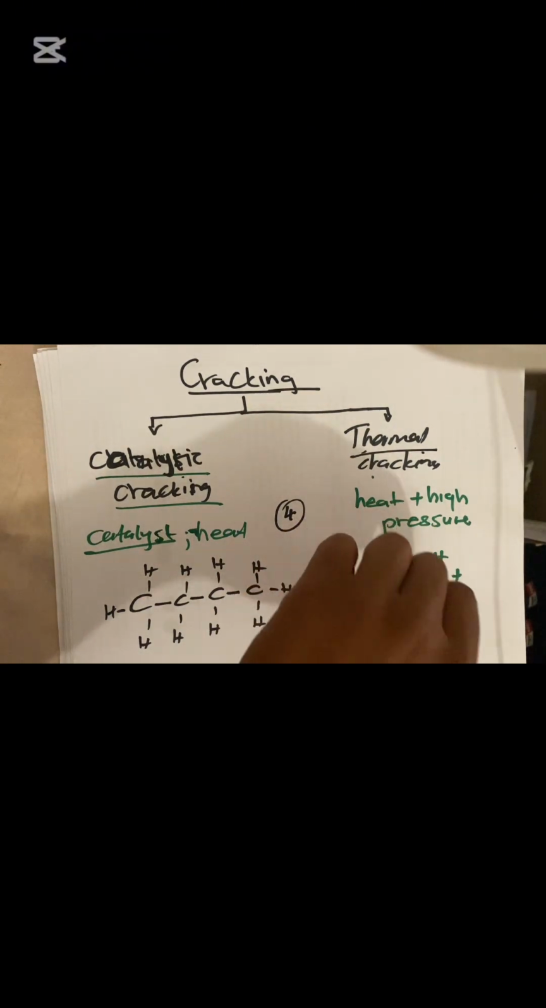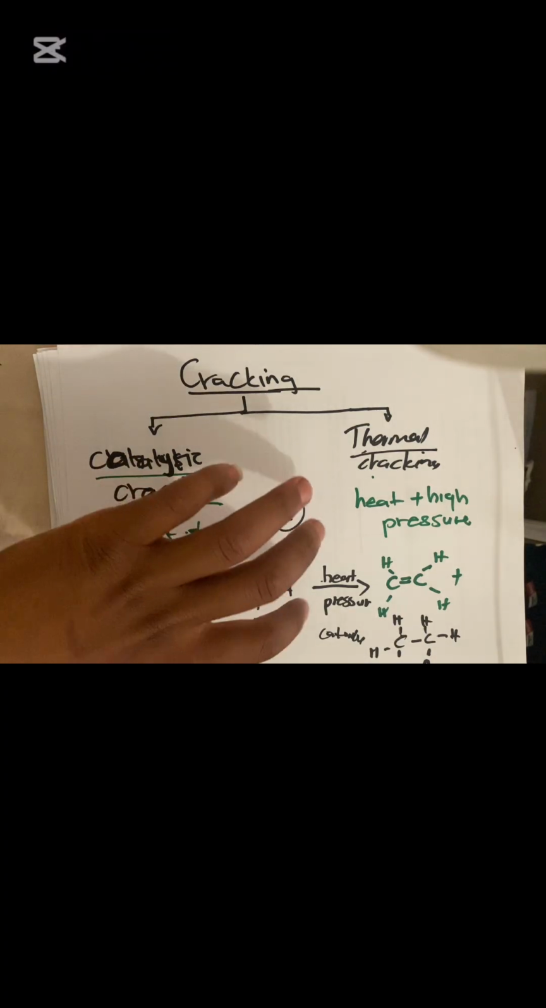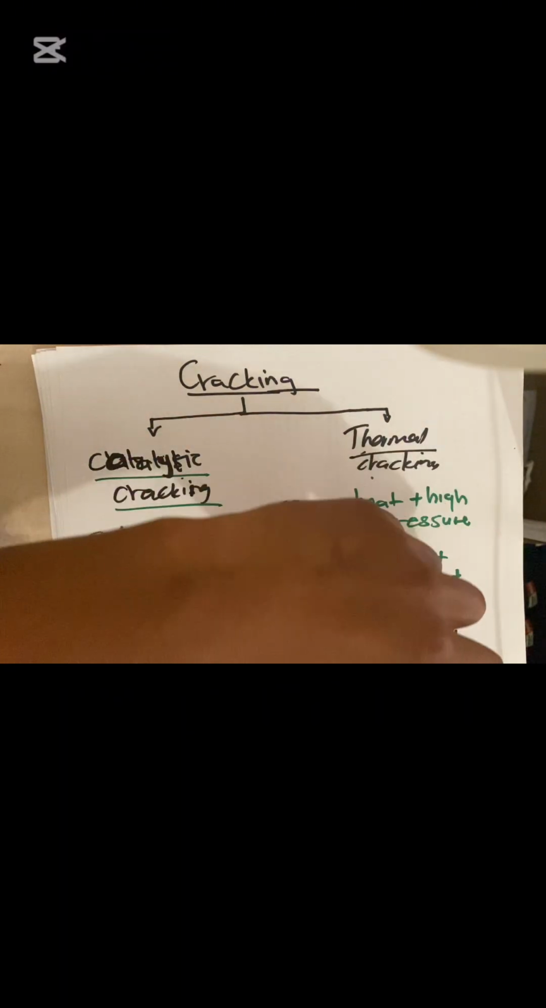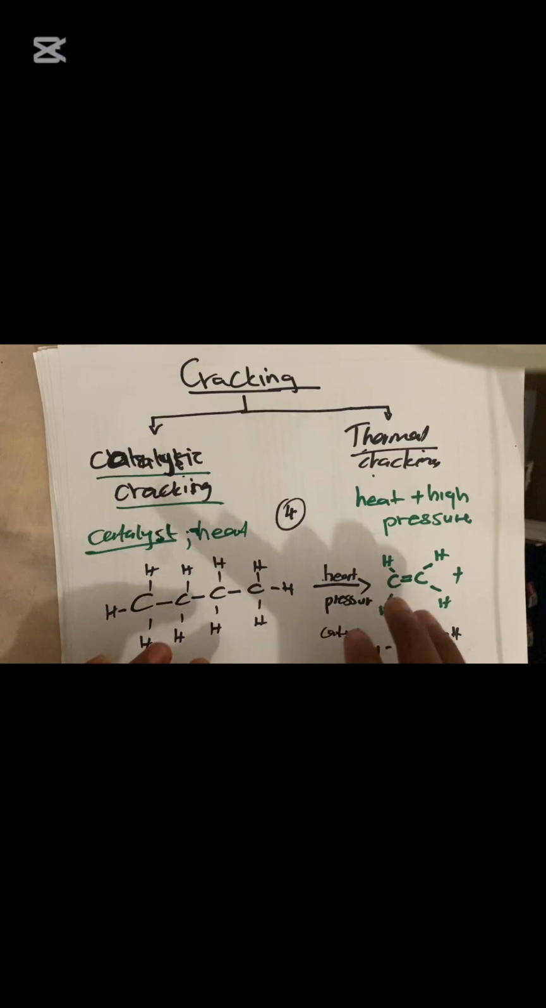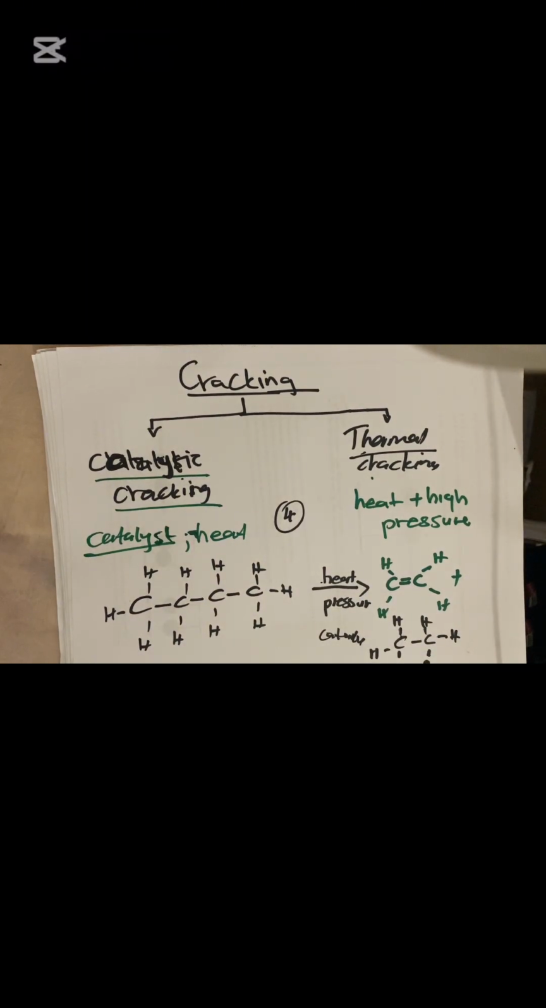This is how we find the product of cracking. If they give you this product, you identify how many hydrogens have been used, depending on the product. But at the end of the day, you must have the balanced equation.